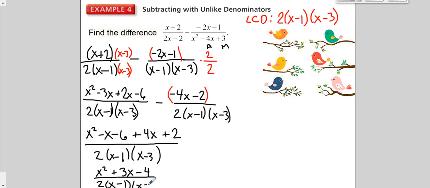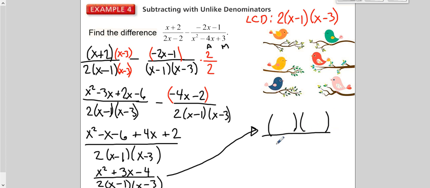And sometimes this would be the step where we would be done. But this time we're not. We have to keep going and simplify. The numerator can factor. Now that we combined like terms and we made it all one big fraction, we're going to factor this, double, and see if anything will cancel out with the stuff in the denominator.